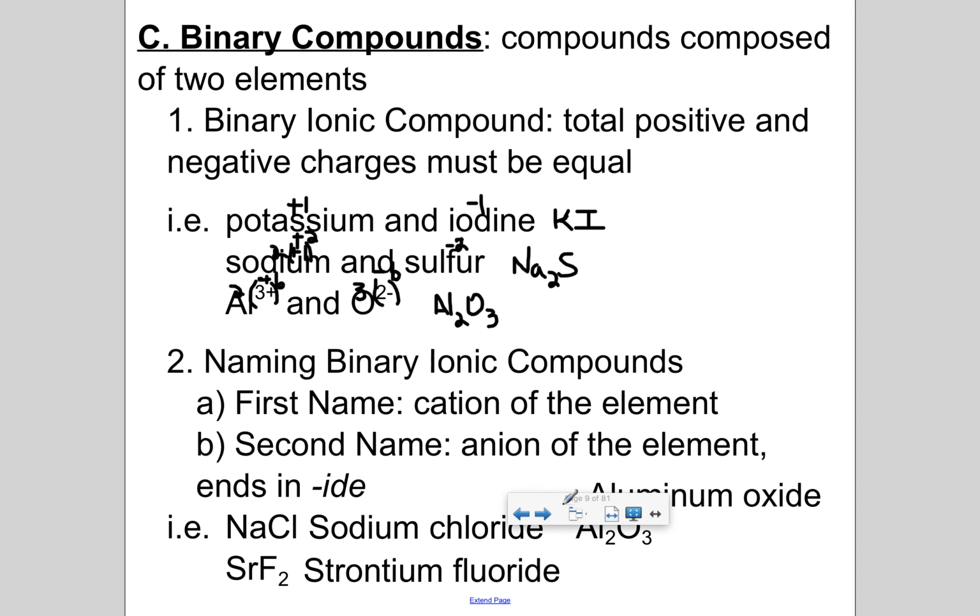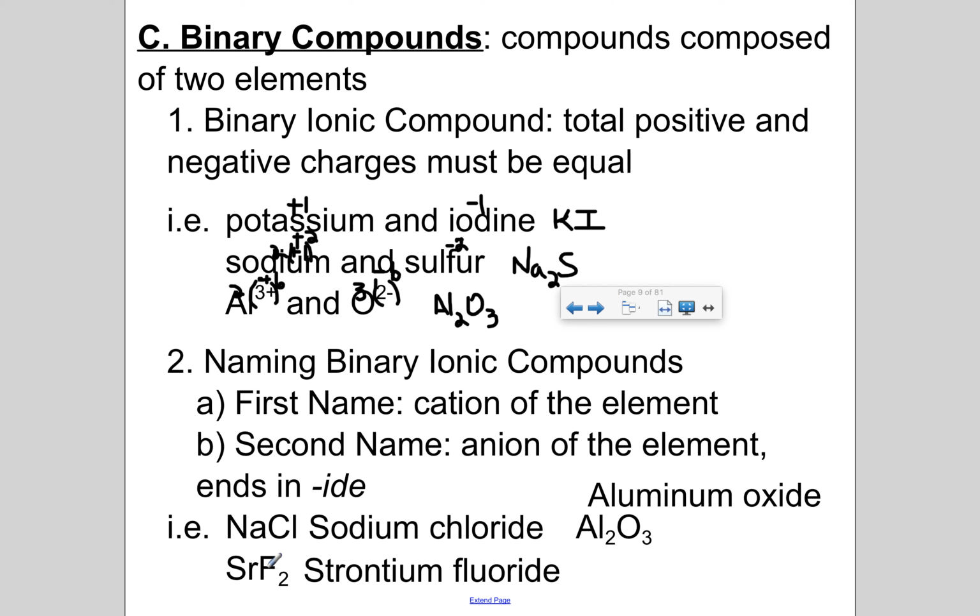Now on the flip side, when you name binary ionic compounds, the first name is going to be the cation. Okay, so here I have NaCl. This is my cation. You just name it as is, sodium. The second name is the anion. There's chlorine. Now instead of saying chlorine, you say chloride. So sodium chloride.